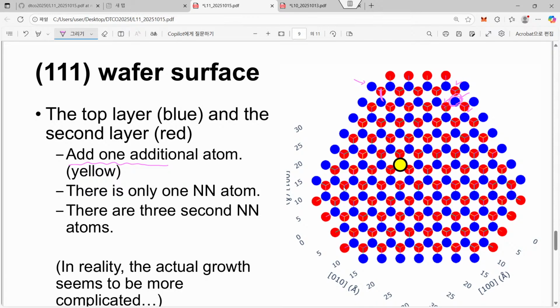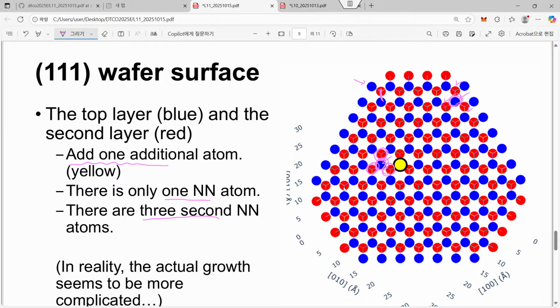So please think about, once again, nearest neighbors. How many first nearest neighbors for these yellow dots? The yellow dot will see only one blue dot if we add something here. And if we go to the second nearest neighbor, we will see only this red one, this red one, and this red one. So simply speaking, there is only one nearest atom for the 111 surface, and there are 3 second nearest neighbor atoms.